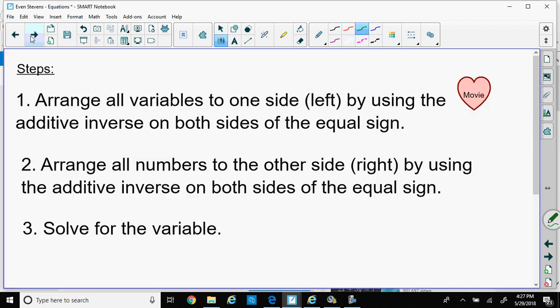So here are the steps. Step 1, arrange all variables to one side, preferably the left, by using the additive inverse on both sides of the equal sign. Step 2, arrange all numbers to the other side, the right side preferably, by using the additive inverse again on both sides of the equal sign. And finally, step 3, solve for the variable. I have a small video that I'll be showing in class, so that'll help us.